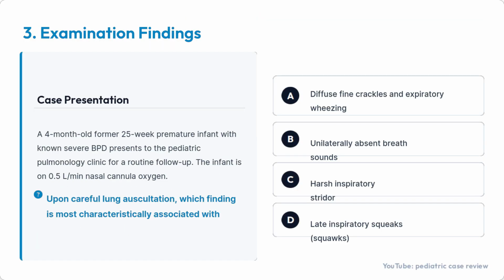Question 3. Examination findings. A 4-month-old former 25-week premature infant with known severe bronchopulmonary dysplasia presents to the Pediatric Pulmonology Clinic. The infant is on 0.5 liters per minute nasal cannula oxygen. Upon careful lung auscultation, which finding is most characteristically associated with bronchopulmonary dysplasia? Option A, diffuse fine crackles. Option B, absent breath sounds. Option C, harsh stridor. Option D, late squeaks.